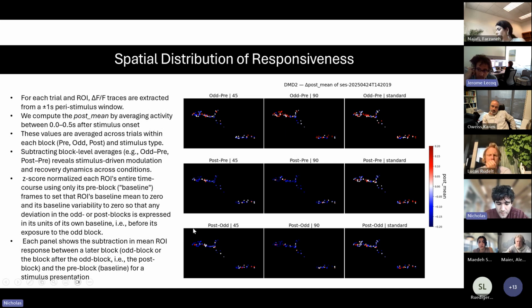Yeah. So let me rephrase. The post is measured during the orientation tuning block. Is that right? That's right. Yeah.